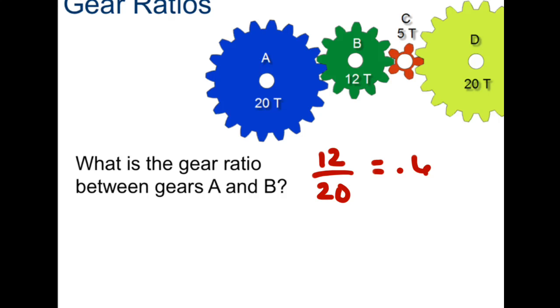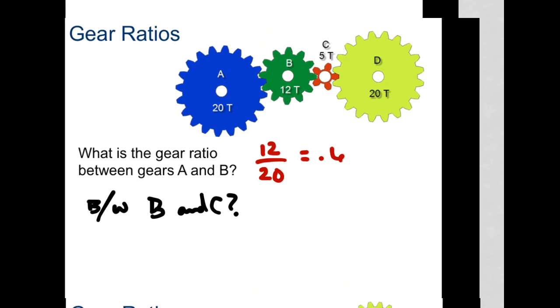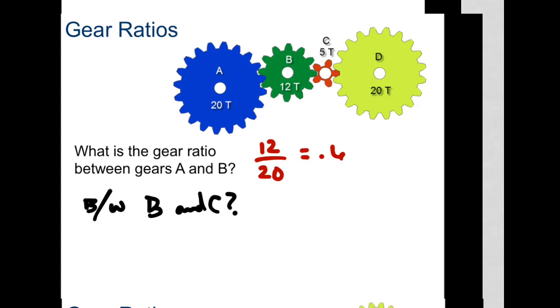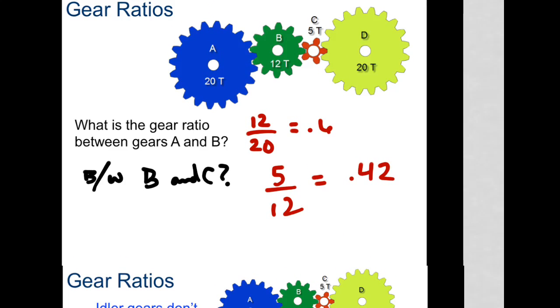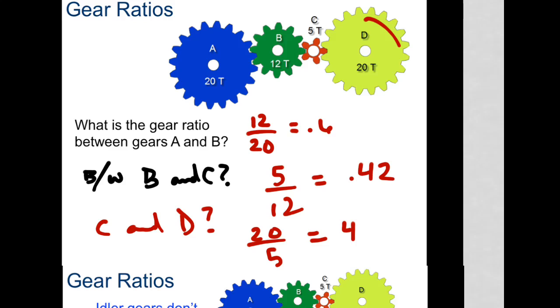So moving on. What about the gear ratio between B and C? Well, that's just 5 teeth, 5 divided by 12. That means 0.42. And then between C and D, what is that? Well, that would be 20 divided by 5. So that would be 4. So that means for every one rotation here, this would spin around 4 times.